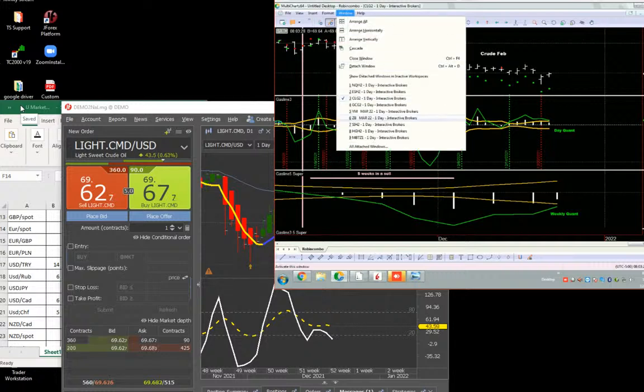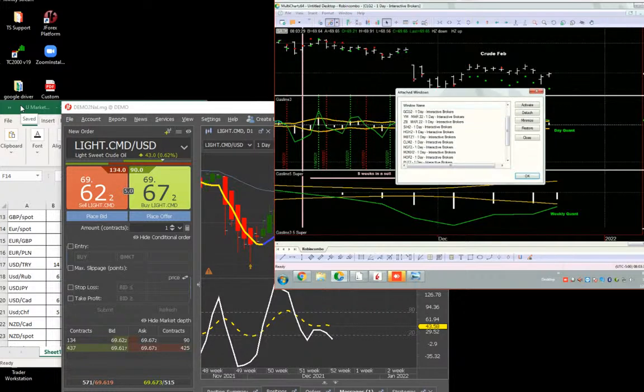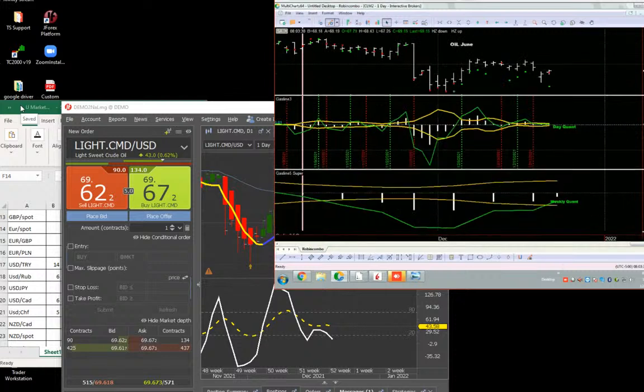Matter of fact, let's go take a look at the back month. See what that's doing. See if they've done the same strange thing to that. Now, see, that's still down in the sell, and it didn't do that, so that's fine. All right, we'll fix that February contract and get that straightened out.